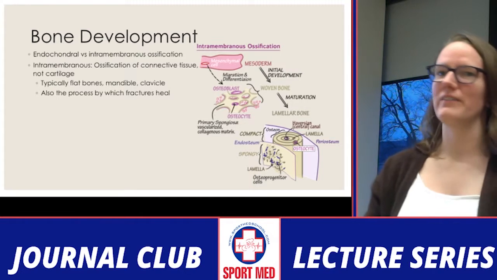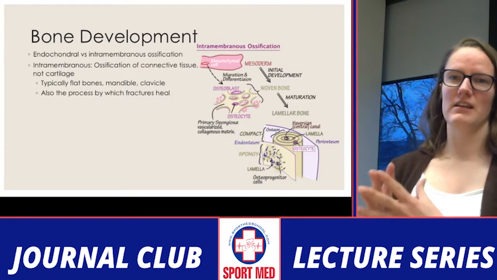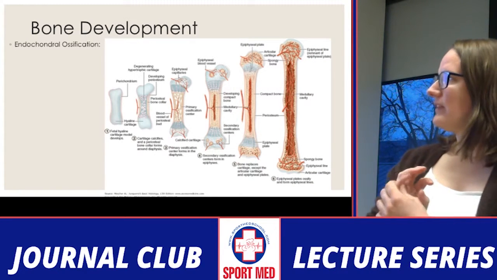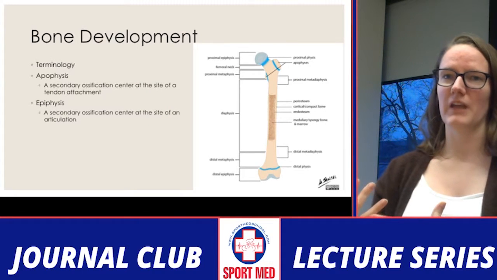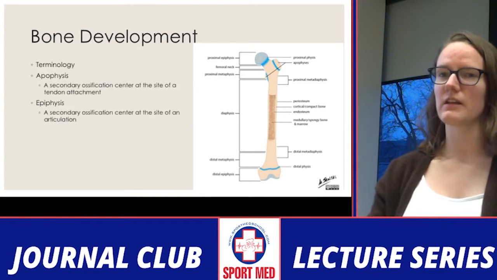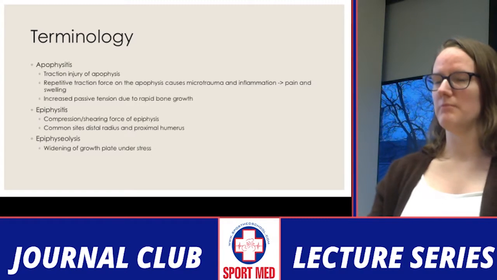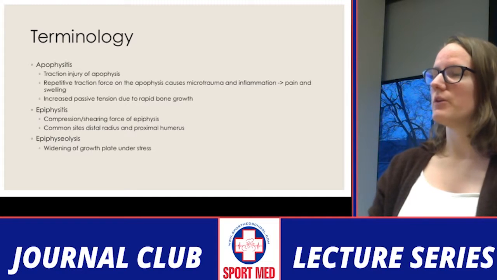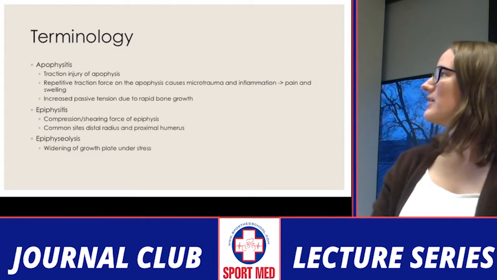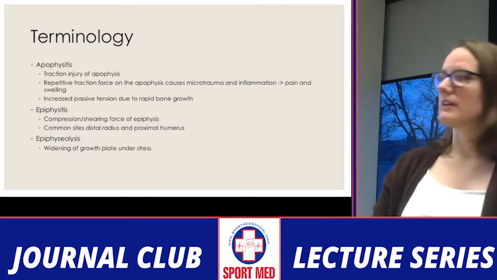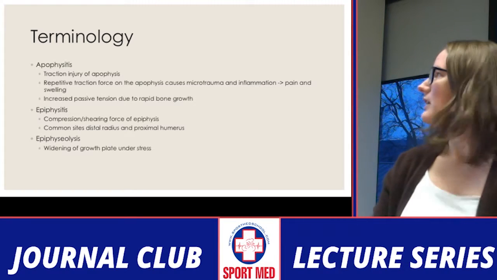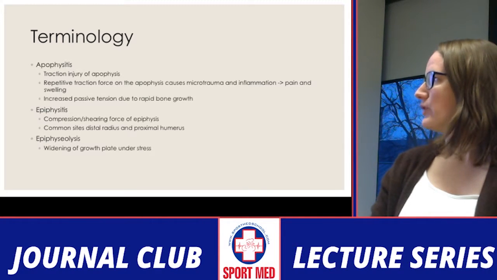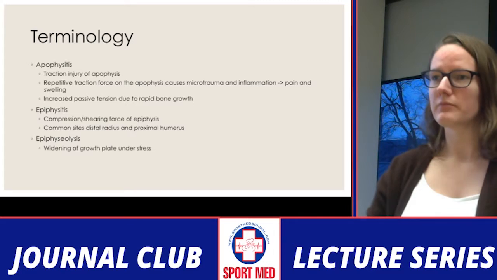And then in terms of apophysitis, apophysitis is an inflammation of that apophysis. There are a few different theories as to why you get apophysitis. But mainly it is a traction injury to the growth plate. And two of the ways that you can see this happen is if there is a repetitive traction force, and this can cause microtrauma and inflammation, and then cause pain and swelling in that area. So repetitive traction force you can see in things like Osgood-Schlatter.